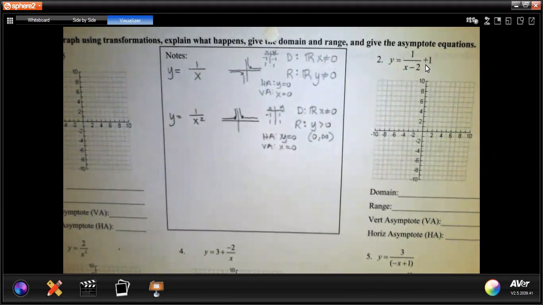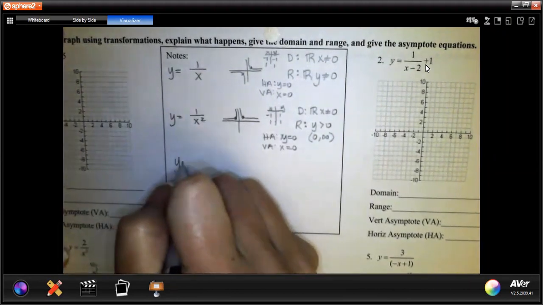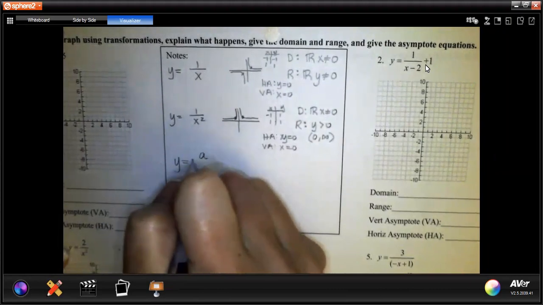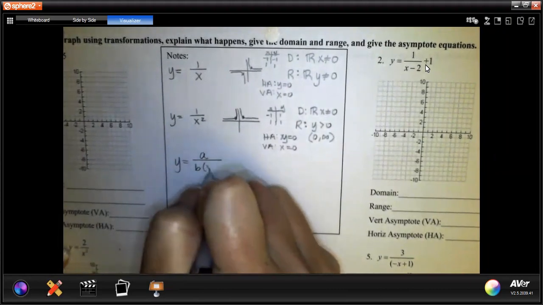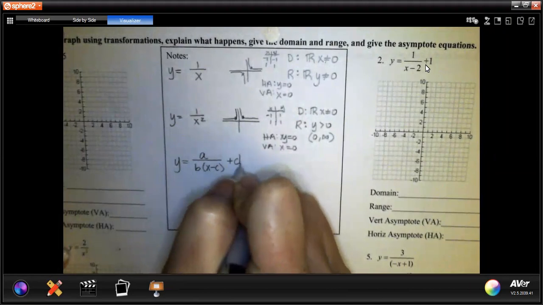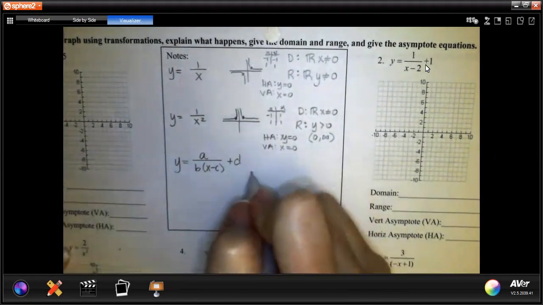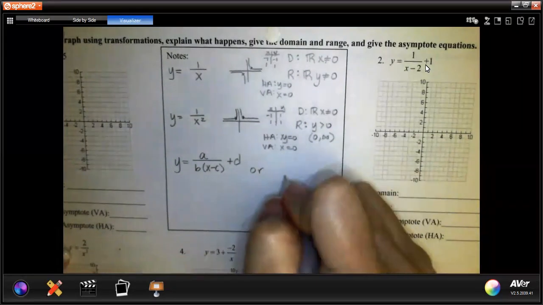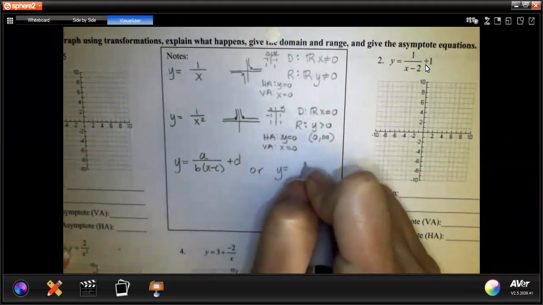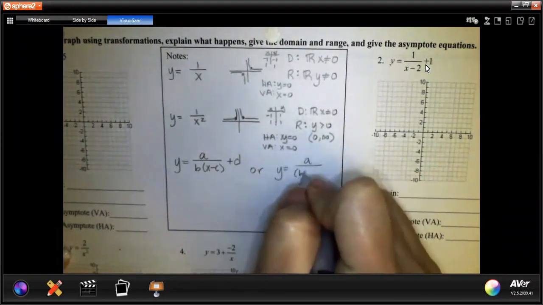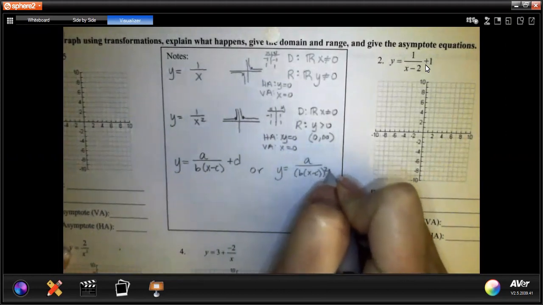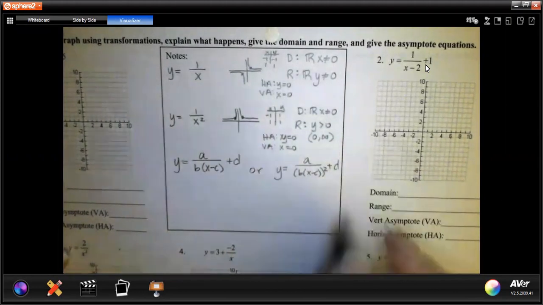Now, for our transformational form, the a value would be on top, the b value would be on the bottom, and then our d value would be out to the side, like this. That's for the rational odd. For the rational even, the only difference is that square.